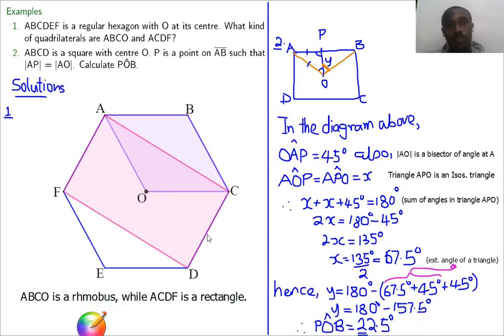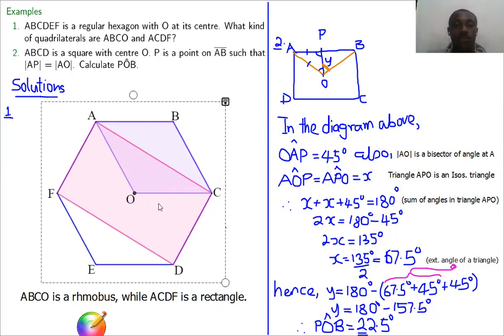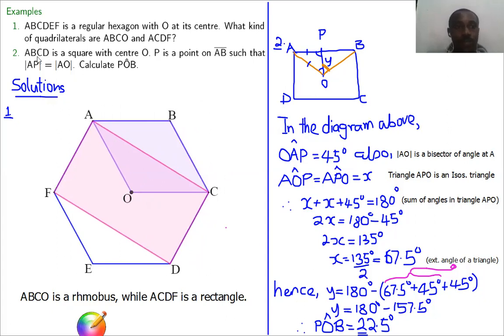So, like I said in the previous video, for most questions that you see under this topic, under geometry as a whole, you need to do some construction or some sketching before you are able to answer whatever question follows. Number 2, ABCD is a square with center O. So here's my sketch. ABCD, this is the square, center O. All right. P is a point on line segment AB, so this is P, such that length AP is equal to AO. All right. Calculate angle POB.